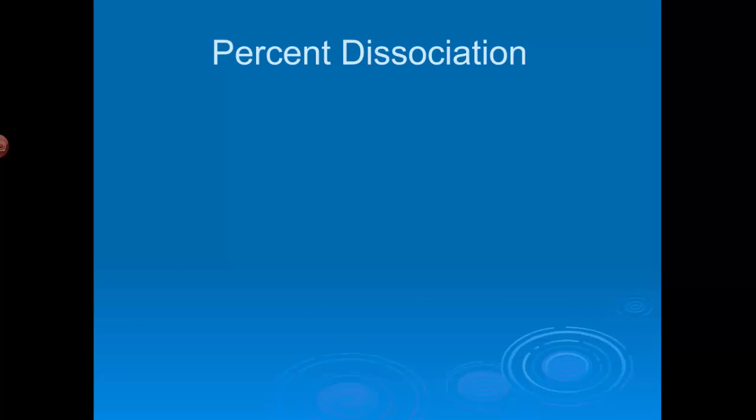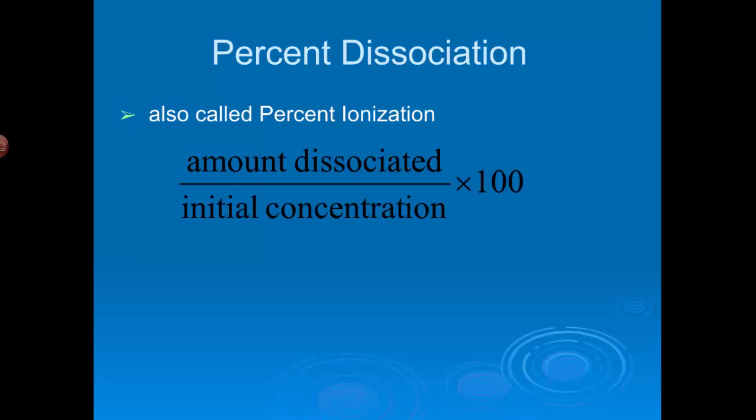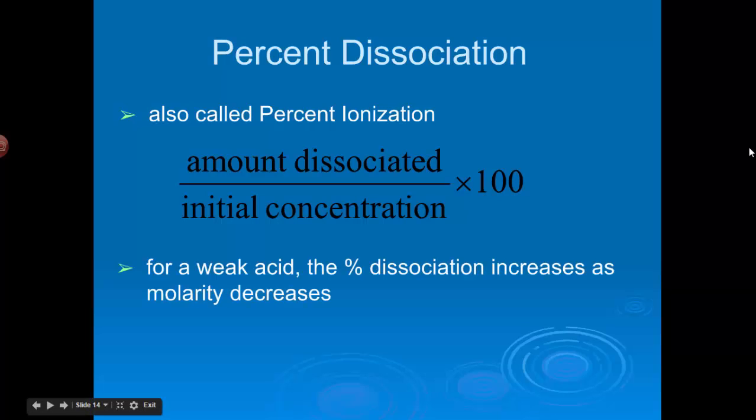Now, percent dissociation. We talked about this as saying that weak acids don't completely dissociate. Strong acids do, but weak acids don't. Weak acids only ionize or dissociate a little bit. So we can calculate how much by using the percent ionization or percent dissociation calculation. It's the amount of the acid dissociated divided by the initial concentration times 100. Very simple. For weak acids, as the concentration of the acid increases, as the molarity increases, the percent dissociation goes down, and vice versa.